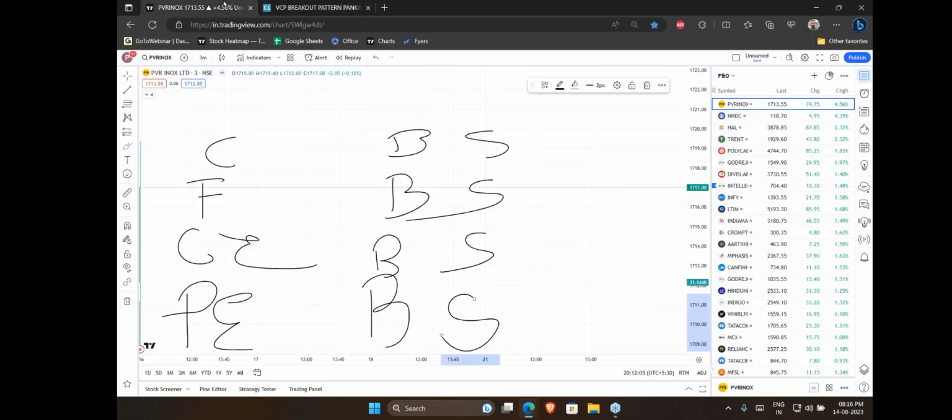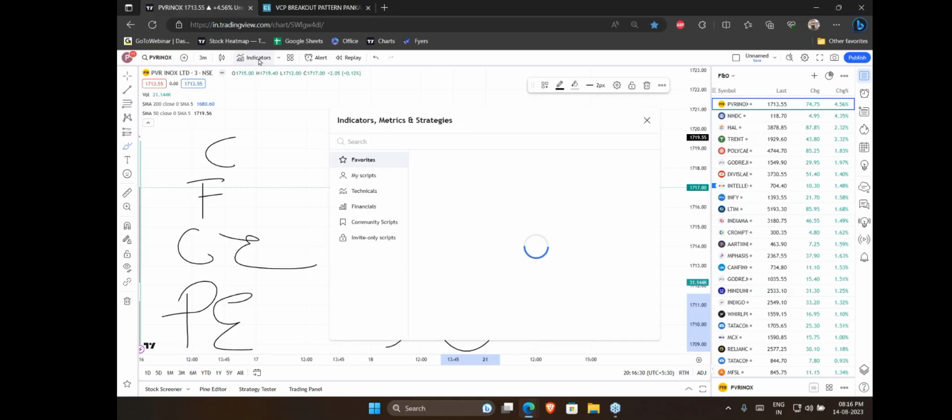Okay. RSI should be greater than 50, which means the value of relative strength index should be greater than 50. Now let me apply all the indicators on the chart so that I can show you 50 SMA, 200 SMA and RSI.